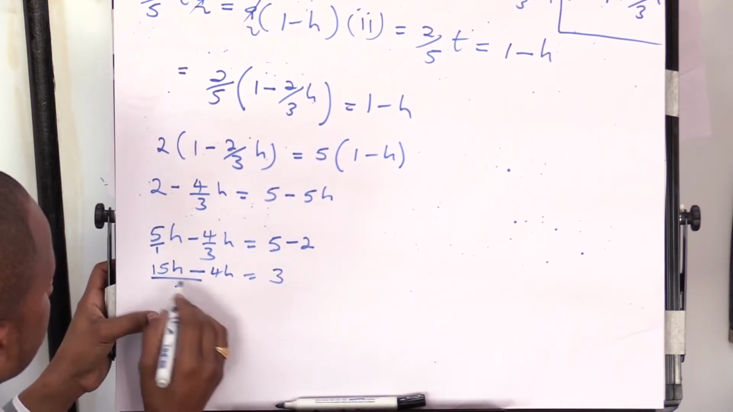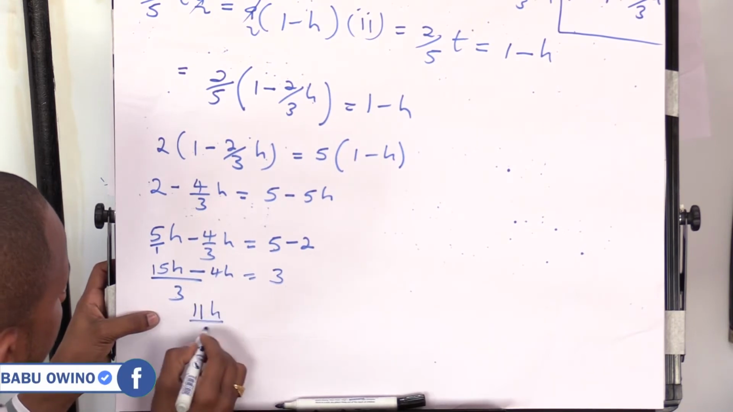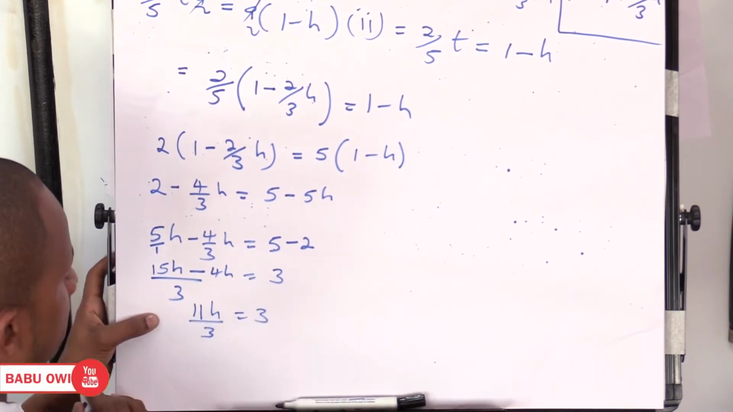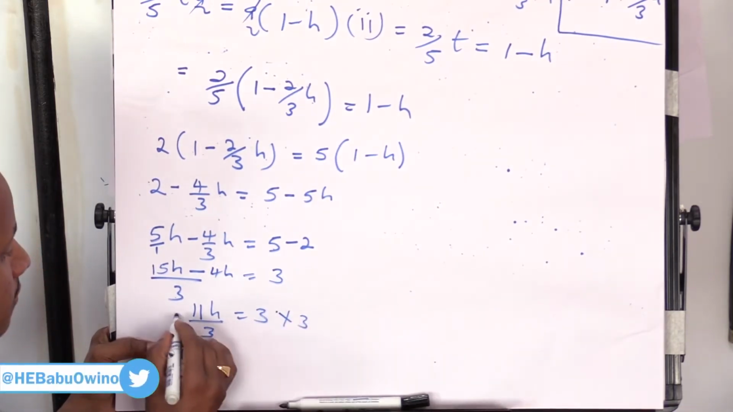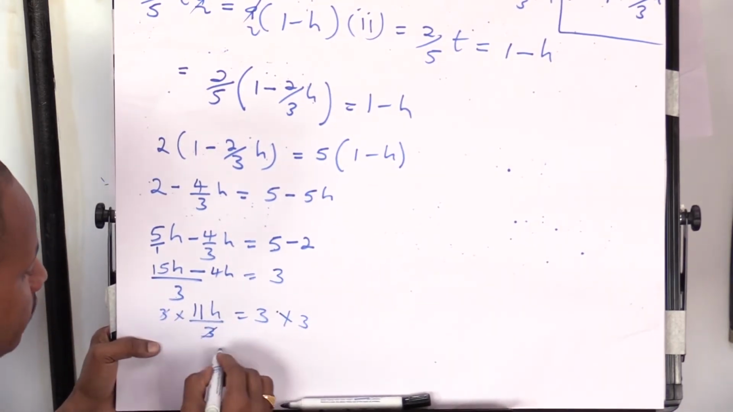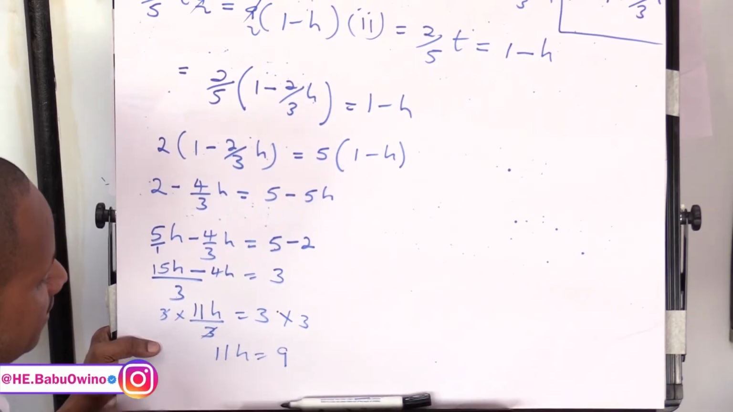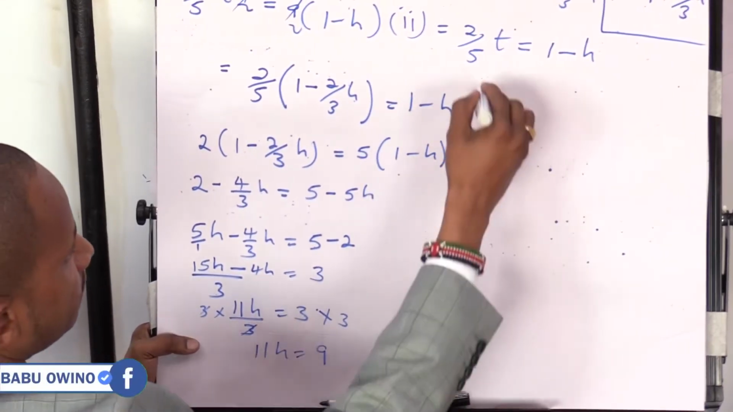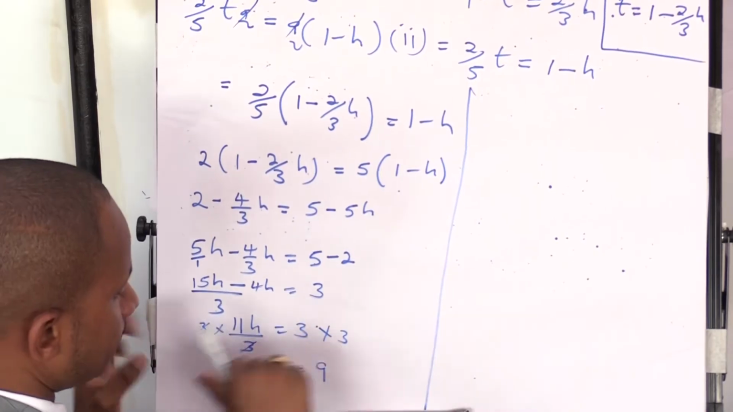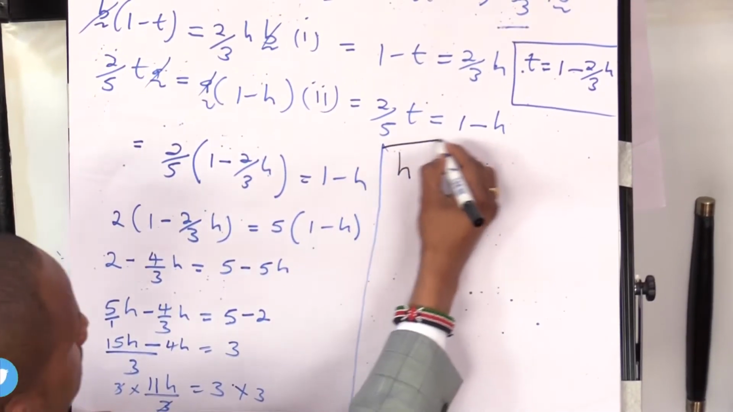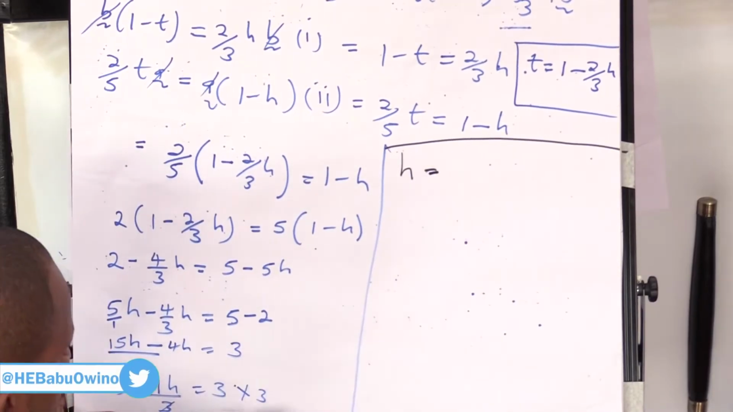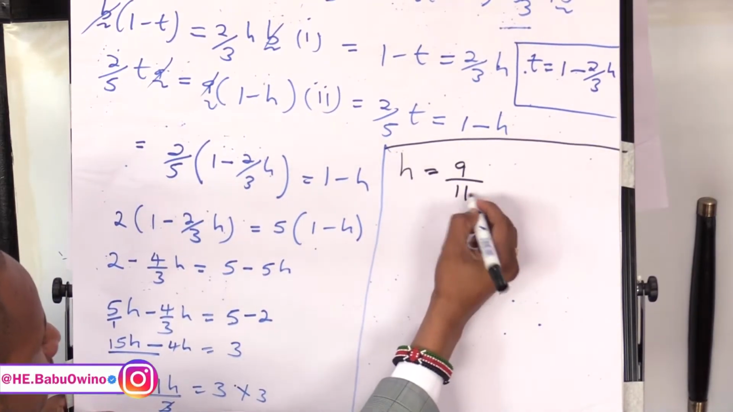So this you get 11h over 3 equals to 3. Multiply both sides by 3. So 11h equals to 9. Therefore h equals to 9 over 11.